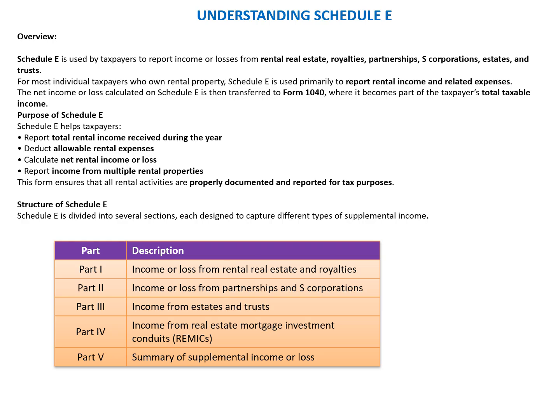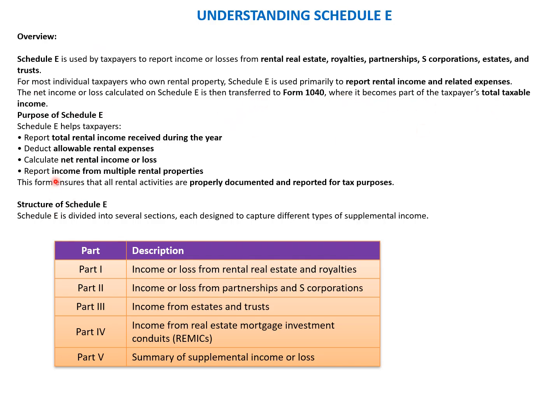Okay, now we have been talking about one important schedule through which the income from the rental flows into Form 1040. That is Schedule E. Now we'll talk about Schedule E and understand the basic concept of it. Schedule E is used by taxpayers to report the income or losses from rental real estate, royalties, partnerships, S corporations, estates and trusts. For most individual taxpayers who own rental property, Schedule E is used primarily to report the rental income and rental expenses. The net income or loss calculated in Schedule E is then transferred to Form 1040.